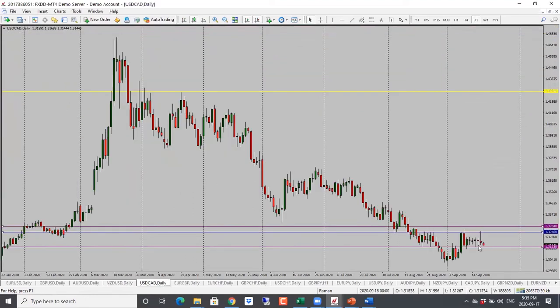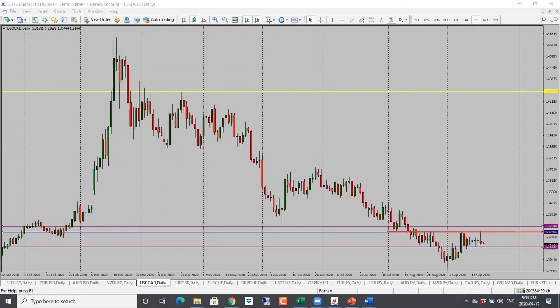Dollar CAD here, we have a bearish pin bar. Yesterday we were looking for this to go back up, and it did, into 1.3240. And now we have a bearish pin bar here. So it went into this resistance level. This is where it has struggled multiple times here.